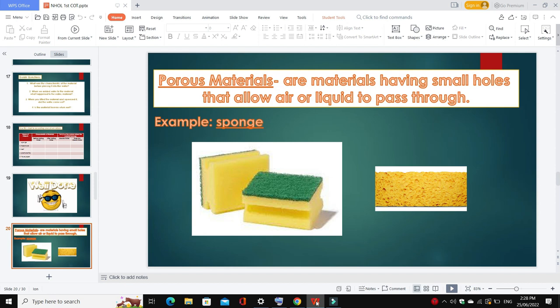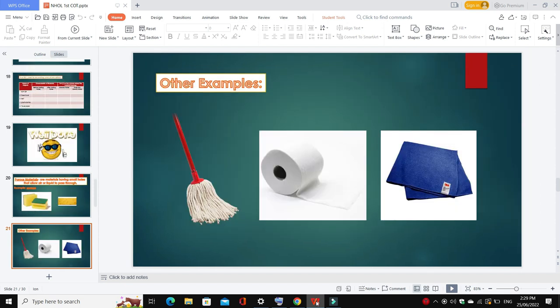Porous materials are materials having small holes that allow air or liquid to pass through. Example, sponge. Sponge is a porous material because if you try to soak that sponge into a glass of water, the sponge will absorb the water because it has small holes that allow liquid to pass through. Other examples: mop, tissue paper, towel.